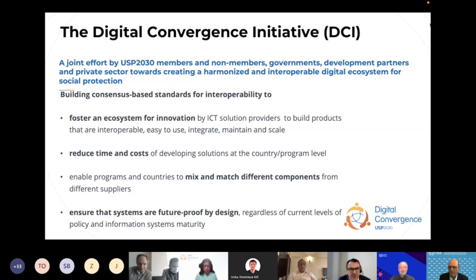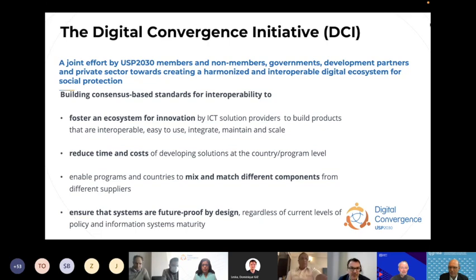So standards for interoperability help to essentially give room for innovation, so that ICT solution providers can build products which are interoperable, which are easy to use, easy to integrate, and easy to maintain and scale. And such standards do reduce the time and costs of developing solutions at a country level, because you can essentially define more clearly what you need and have a building block which really fits into other building blocks. They also enable programs and countries to mix and match components from different suppliers and replace components which are essentially aging and which are no longer up to the mark.